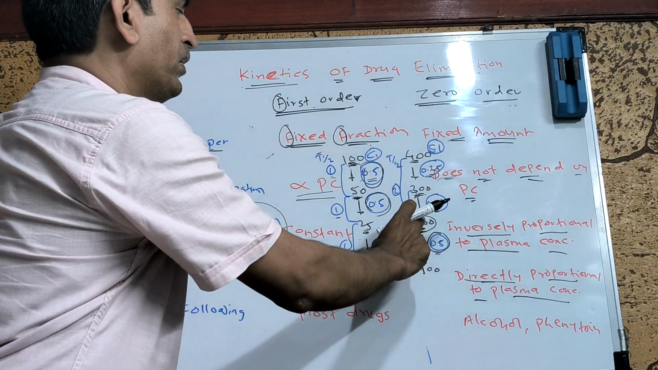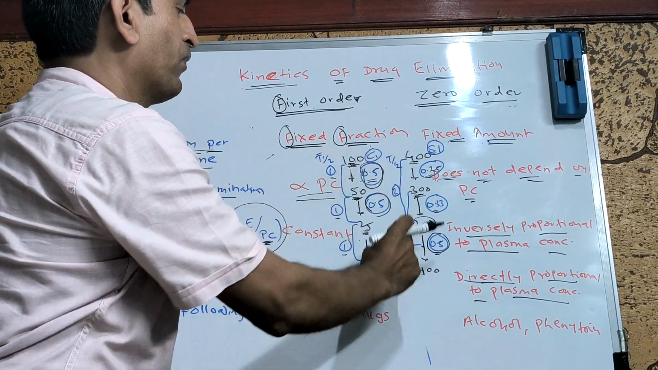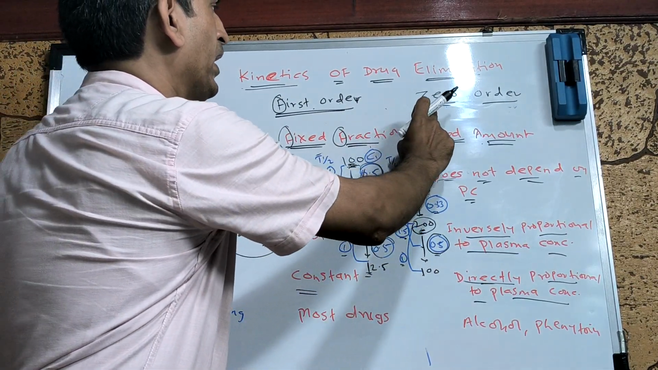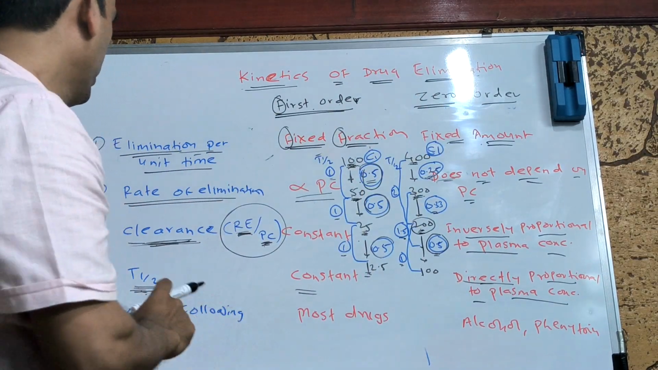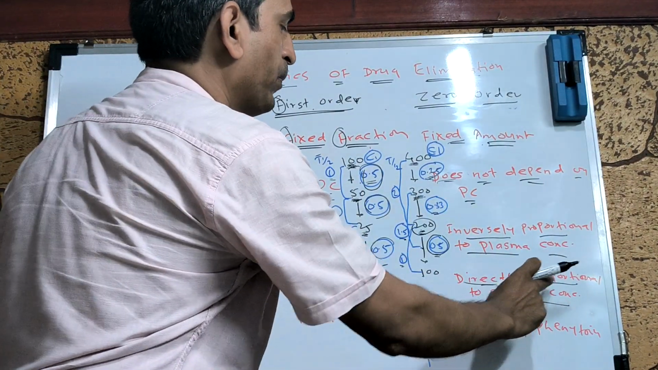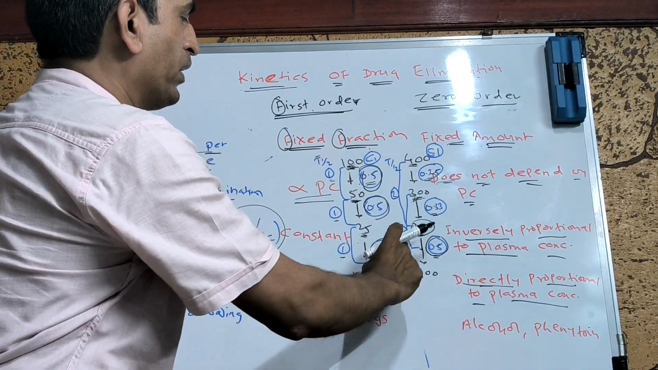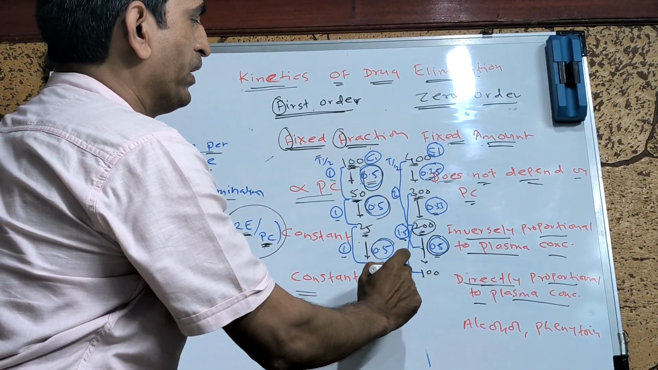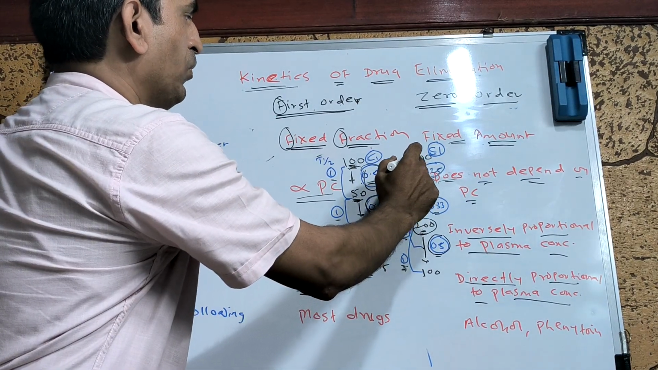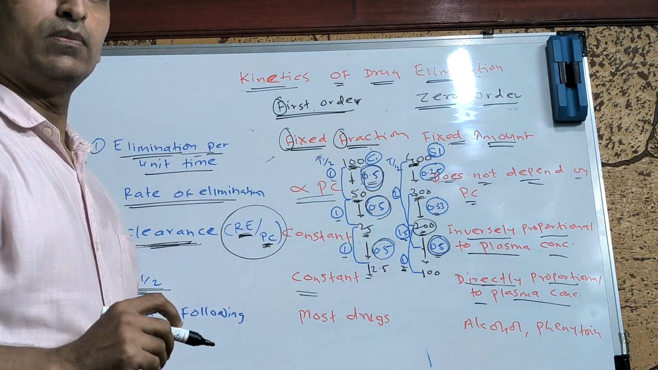Look at these numbers, black color numbers, and look at the half-lives. It clearly suggests that in zero order kinetics, half-life is directly proportional to the plasma concentration, which means if the plasma concentration is lower, the half-life is lesser. If plasma concentration is more, the half-life is more.